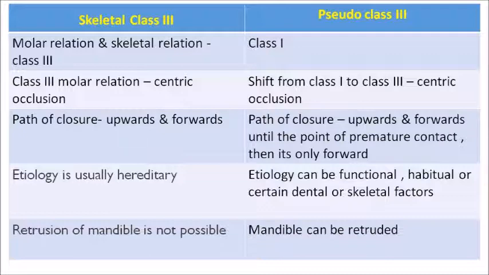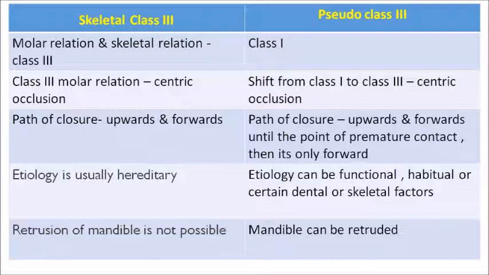And in such cases, when there is a mandibular prognathism or maxillary retrognathism, when you try to forcefully retrude the mandible, it will not be possible to retrude the mandible in such a way. So those are the features of the skeletal class 3 malocclusion.